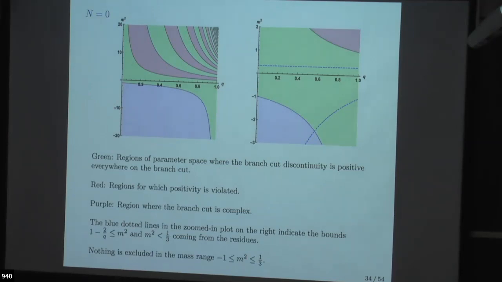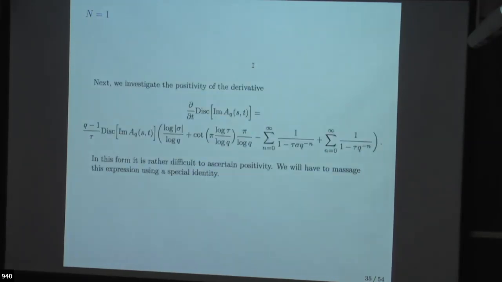Okay? And so if we zoom in on the mass range people typically look at, the blue dotted lines are the bounds we got from the poles. So basically between -1 and 1/3, everything is positive. So everything is in agreement with unitarity, we have no trouble. But now we move on to n equal to 1.